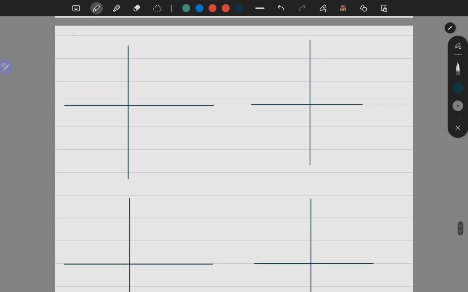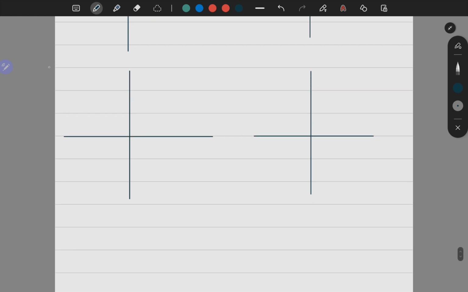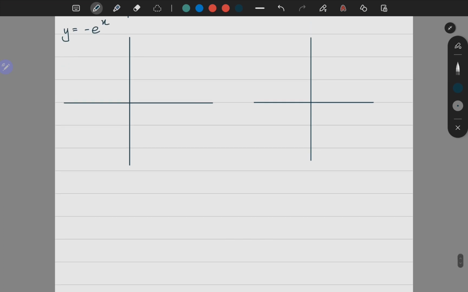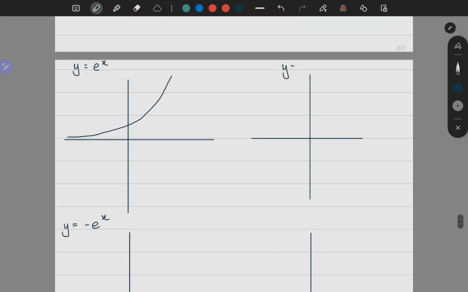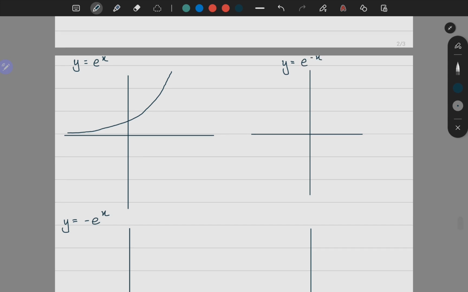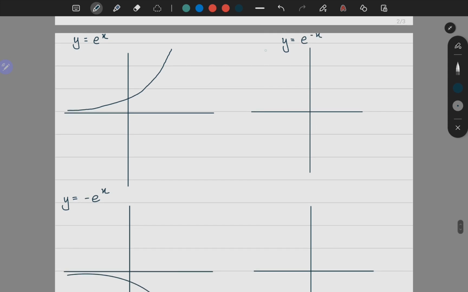The first one, I want to draw y equals e to the x. The e to the x is a very simple graph. All you have to do is just make it something like this. That's basically e to the x. So let's draw minus e to the x. This is e to the x, but negated. So it's just going to be like this, right? And then let's draw e to the minus x. This is just going to be all the x values negated. So kind of like this.